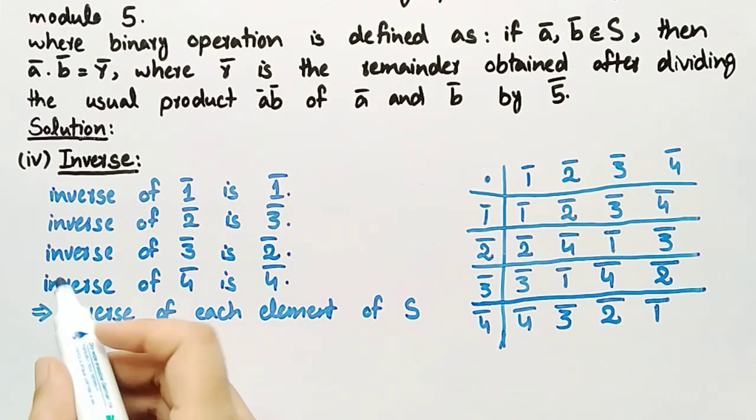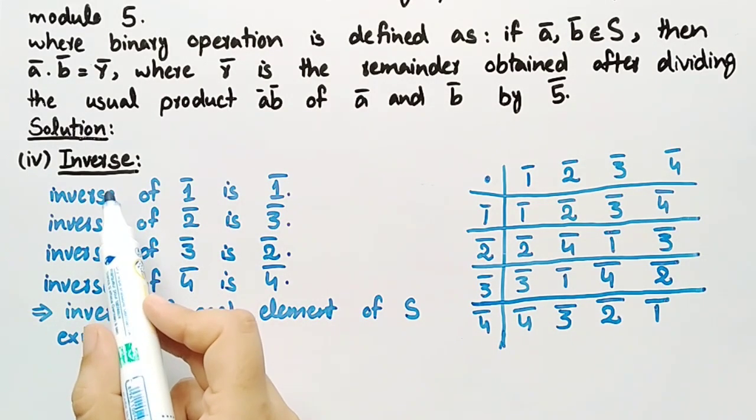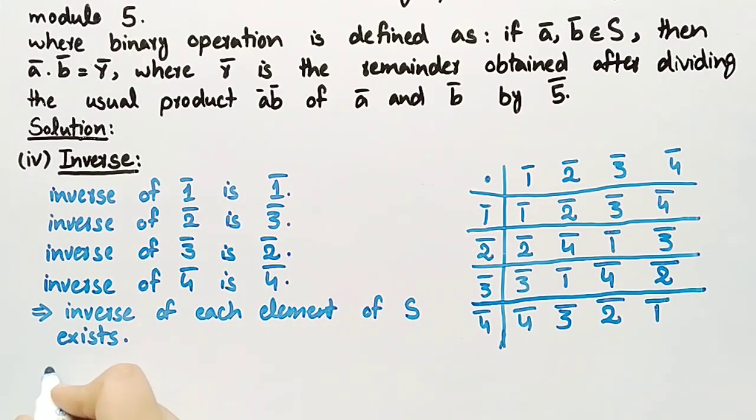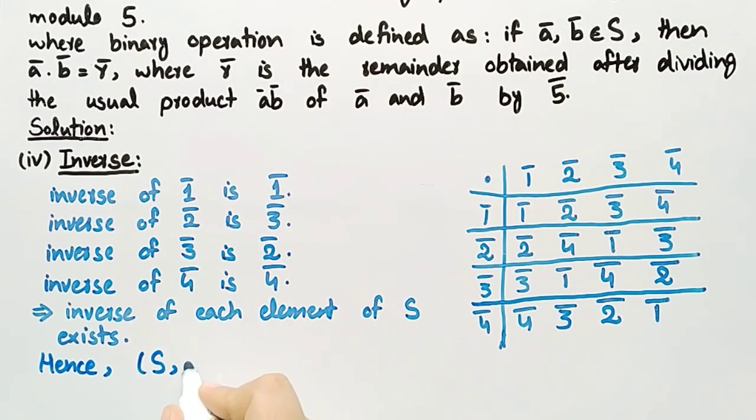Which means that the fourth axiom of a group has also been satisfied. Since all four axioms of a group are satisfied, hence S under the binary operation multiplication is a group, which is the required proof.